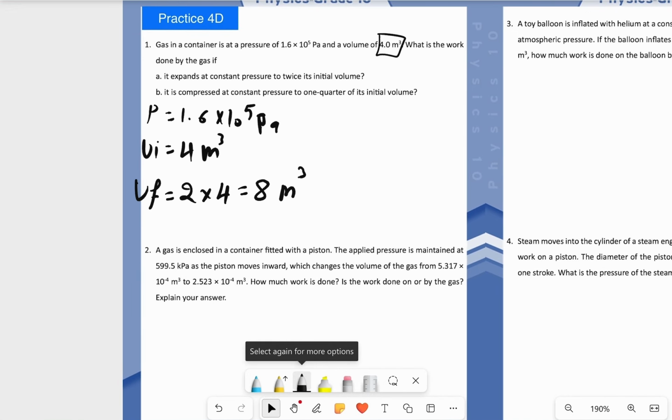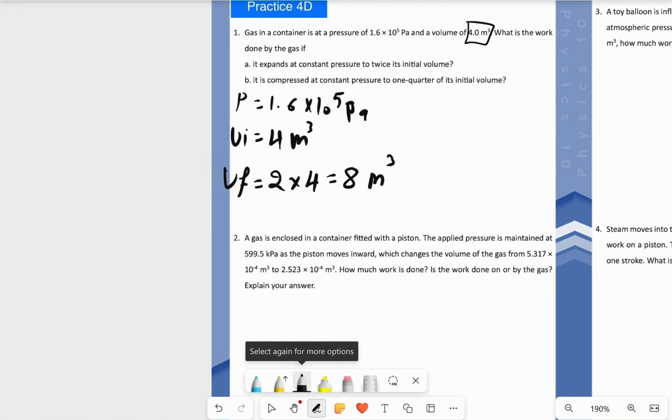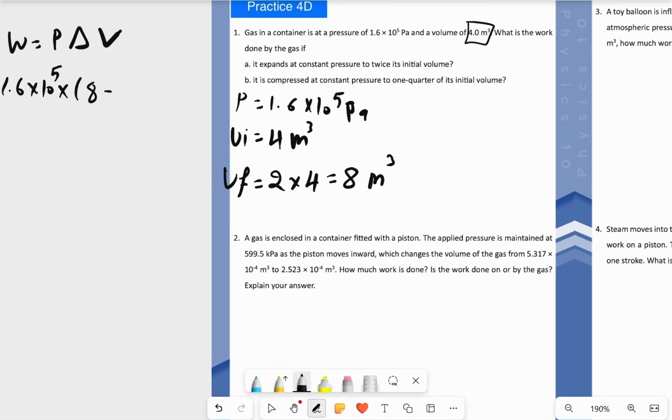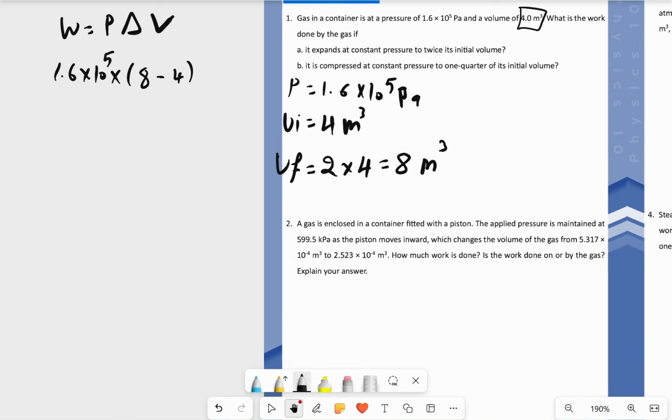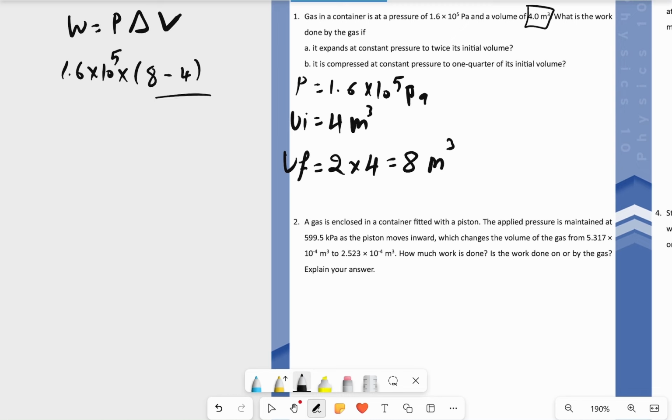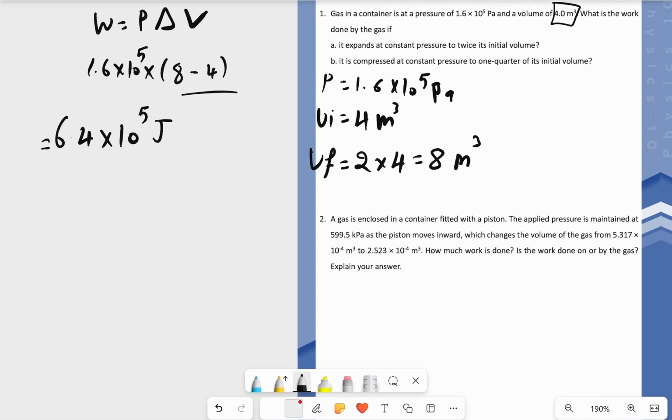Now, part A is going to be what? It says, what is the work done by the gas? So we know that work is done by the gas, and work is equal to what? Pressure multiplied by delta V. Pressure is going to be what? 1.6 times 10 to the power of 5 Pascal. Times delta V is going to be final minus initial, so 8 minus 4, you basically get 4 here. So this is going to be 6.4 times 10 to the power of 5 joule. This is the work done by the gas.